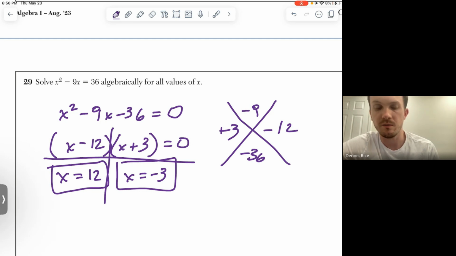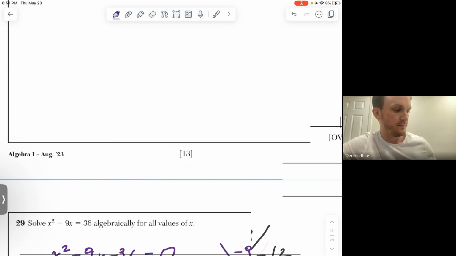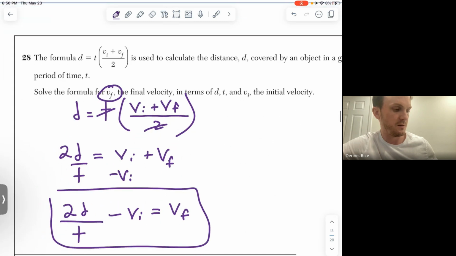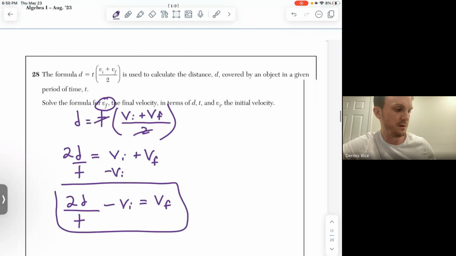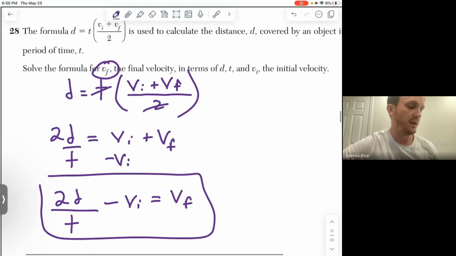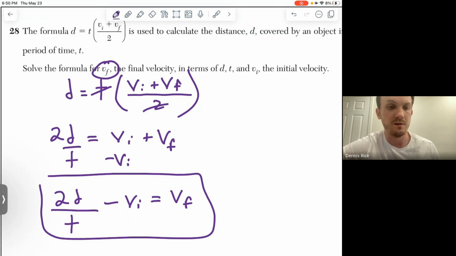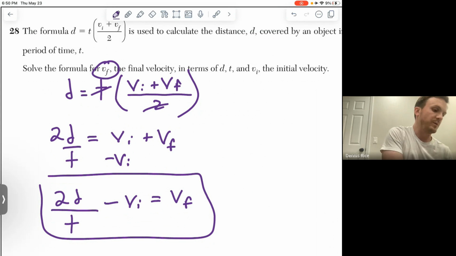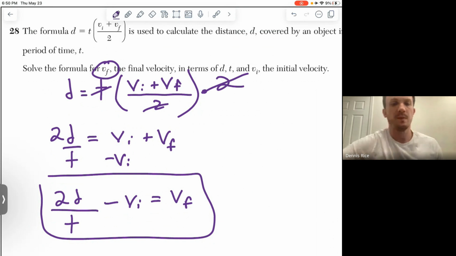How did you get rid of the 2 in 28? Manuel is on a time delay. How did I get rid of the 2? I did 2 steps in one. I divided by t to get rid of the t, and then I multiplied by 2 to get rid of the divide by 2. So I didn't show my work, but like this. Multiplying will get rid of that division.